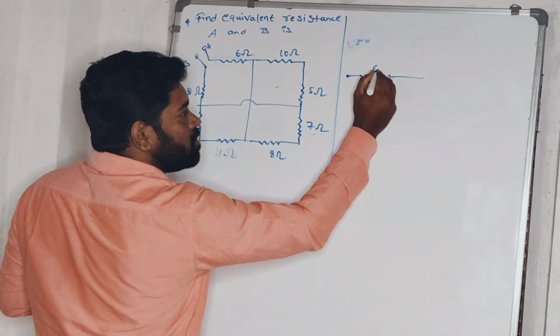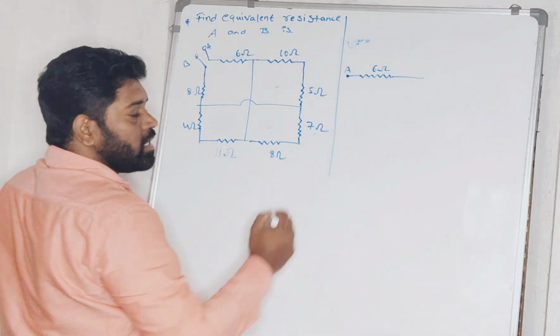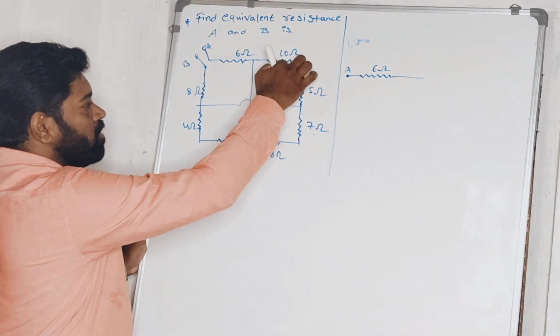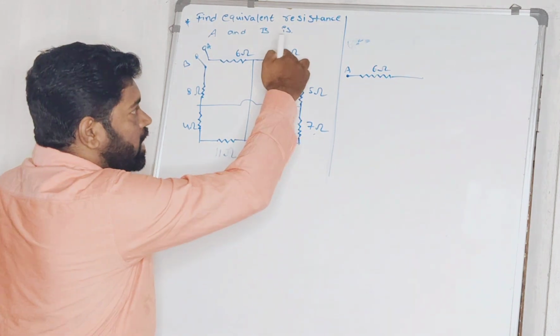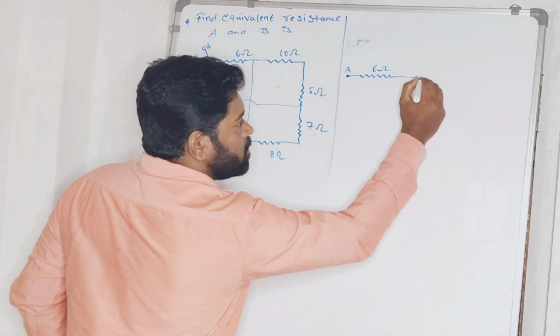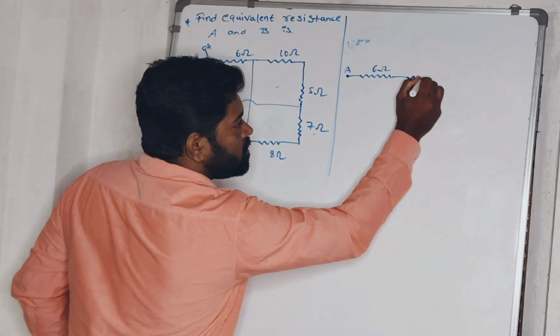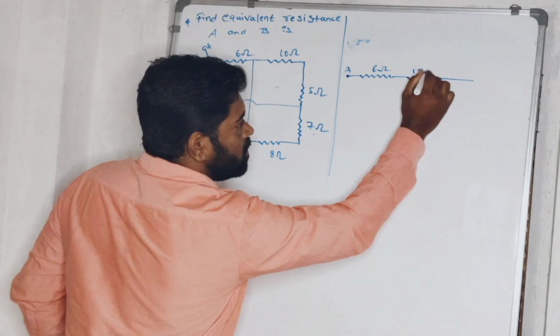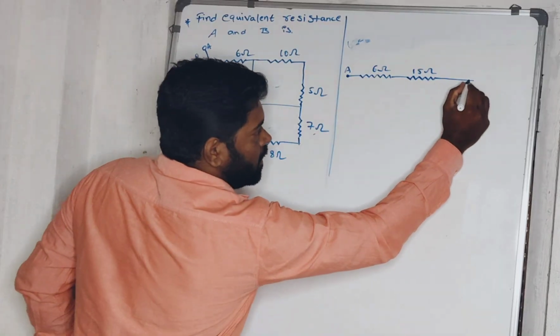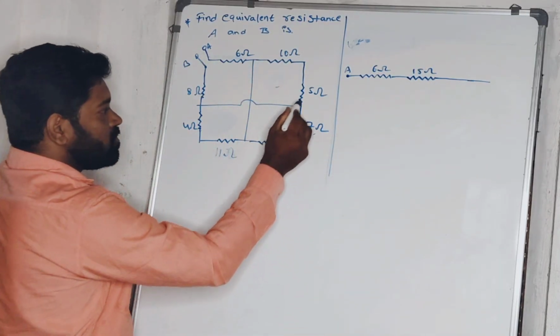6 ohms. A is connected with 6 ohms, and 10 ohms and 5 ohms are connected in series. Then 10 plus 5, 15 ohms. Understand? This is the other end. 10 plus 5, 15 ohms.